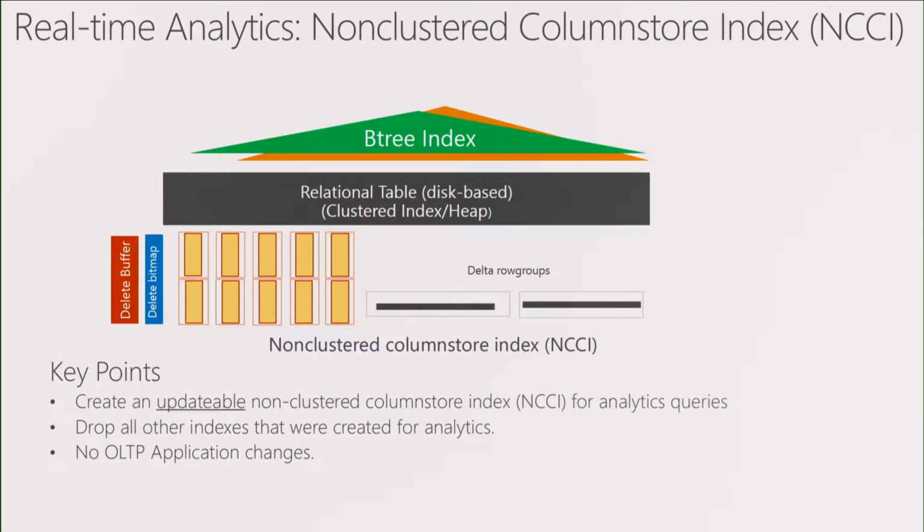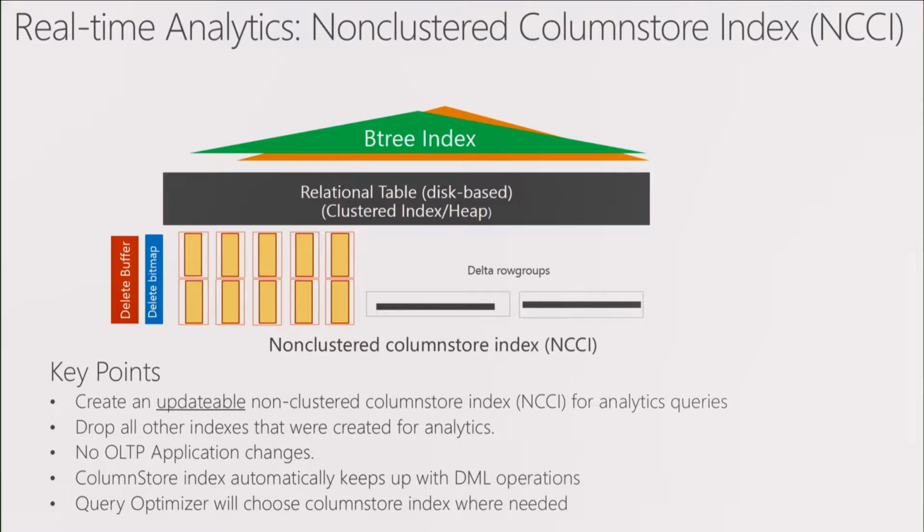No OLTP application changes. You're not changing your application at all. Just like you don't have to change your application if you add any other kind of index. This is just another index for your application. The B-tree index and the column store data is kept in sync just like the clustered index and non-clustered indexes are kept in sync. It just happens. Part of the consistency model of the database. And Query Optimizer will choose whatever index best fits the job like it always has. It's now just got another tool in its tool chest.